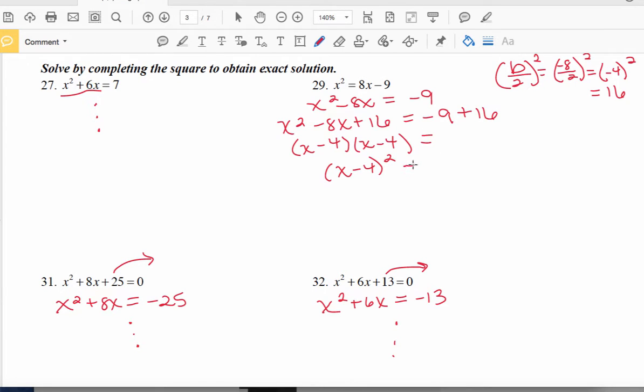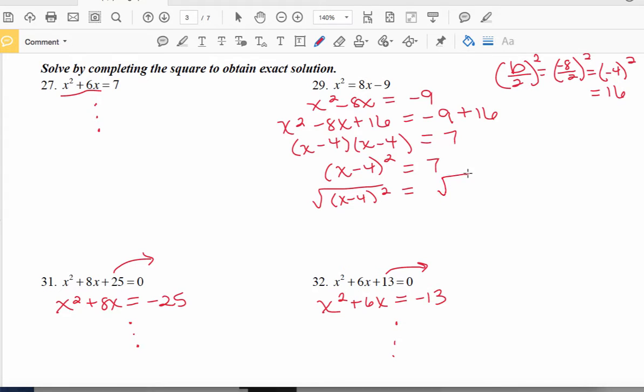And then I probably should continue to clean up the right side. 16 take away 9 is going to be 7. I'm going to bring that down, and then I'm going to go ahead and use the square root method now to clear off that 2. I'm going to square root that whole expression, x minus 4 squared, and it's going to clear that 2 off.